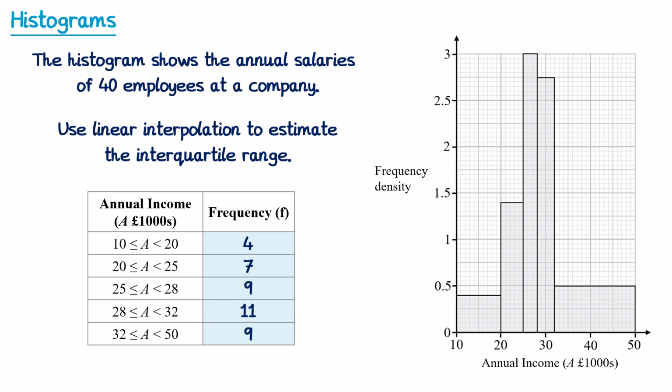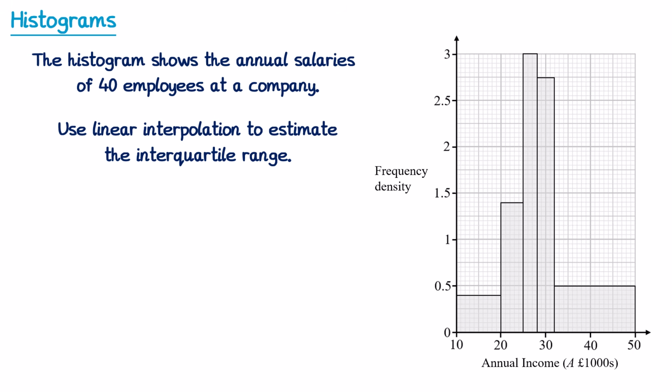So for this question, the area of the bars is indeed equal to the frequencies, just like it was at GCSE. Now we're going to try and work out the lower and upper quartiles. Since this data is grouped and continuous, we would use n over 4 and 3n over 4 to work out the location of the lower and upper quartiles.